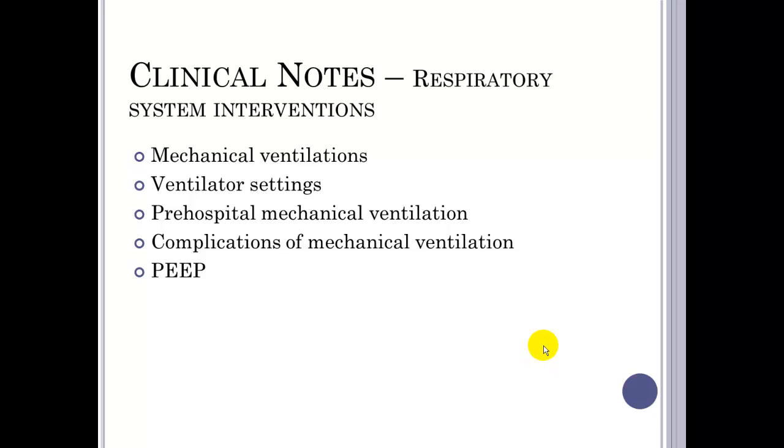Clinical notes, respiratory system interventions. We're going to talk about mechanical ventilation, ventilatory settings, pre-hospital mechanical ventilation, complications of mechanical ventilation, and then PEEP.